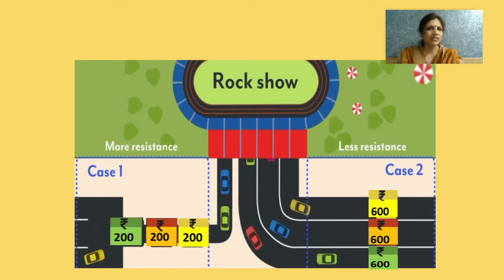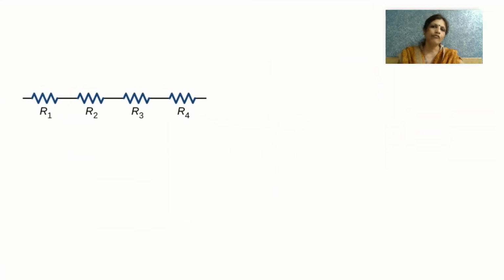Just as these counters are placed in these examples, case 1 and case 2, we connect resistors in an electrical circuit so as to increase or decrease the overall resistance of the circuit. Have a look at this figure wherein 4 resistors are connected one after the other. I can also say that these resistors are connected end to end. So when we connect resistors in this manner, they are said to be connected in series.